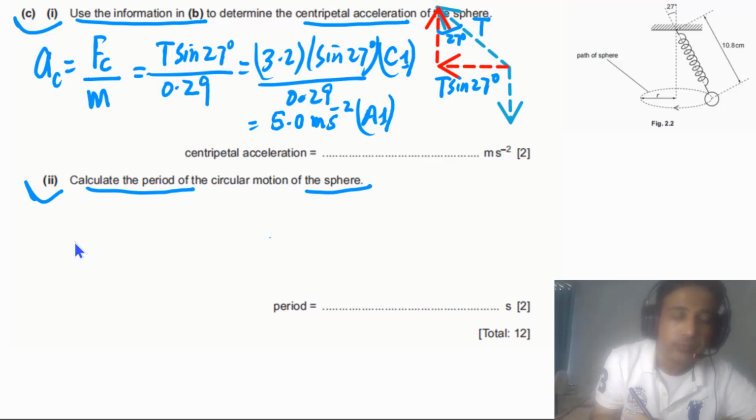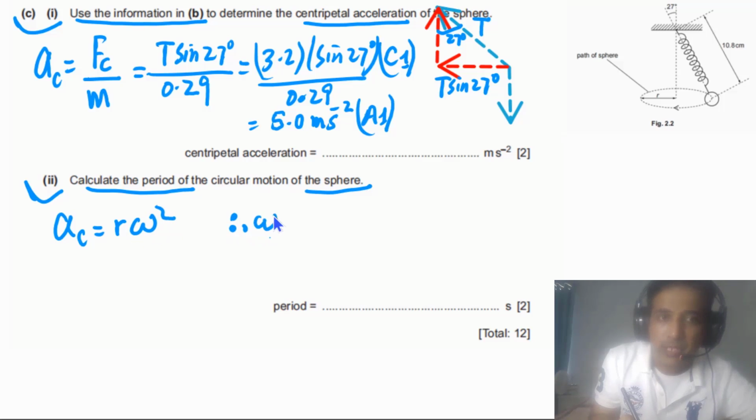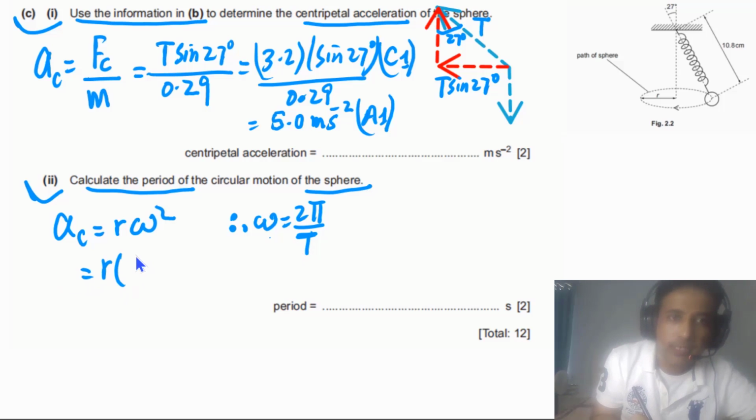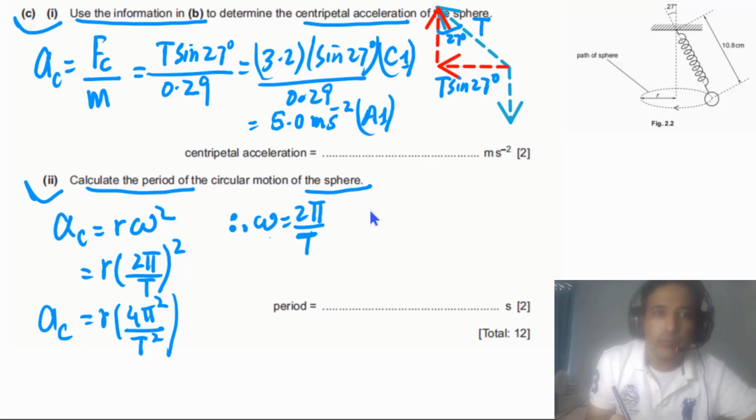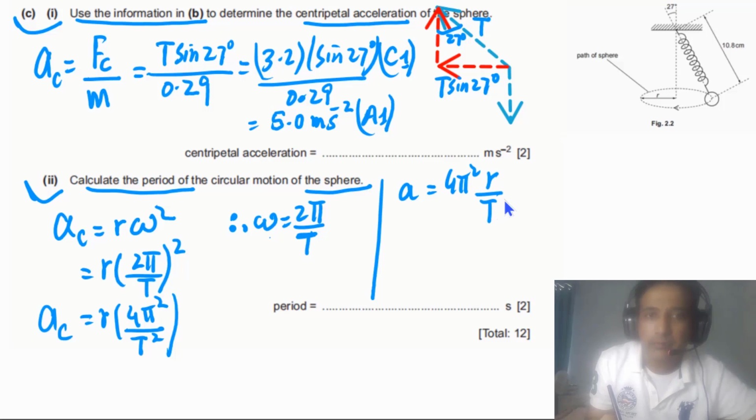For the second part, we need to calculate the period of the circular motion of the sphere. So we have centripetal acceleration, so we can start with that. Centripetal acceleration is equal to r times omega squared, but omega is equal to 2 pi over T, meaning the angular velocity is equal to 2 pi over T. Now we can replace omega with 2 pi over T, and if we simplify this, we get a = 4 pi squared r divided by T squared.